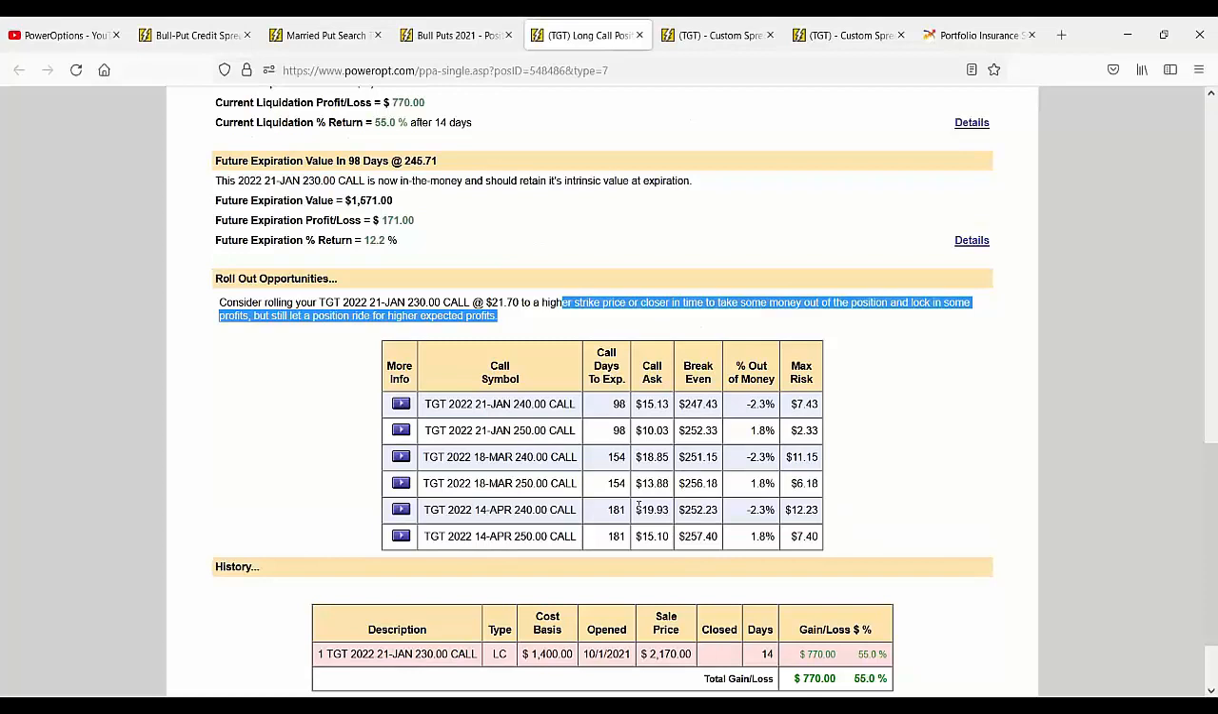Once my long call hits a 50 to 60% range in profitability, you'll see that too. This is rolling up the call to have a lower maximum risk. Take your profits off the table in that case and roll to a higher strike. The 240s, the 250s, you have less of a monetary risk on the position. You're pocketing some of the profit right now.